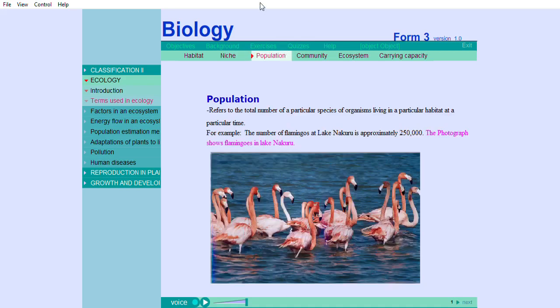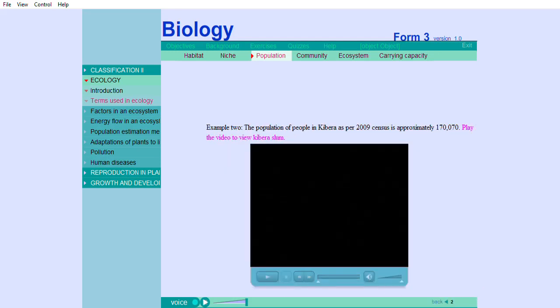Population. Population refers to the total number of a particular species of organisms living in a particular habitat at a particular time. For example, the number of flamingos at Lake Nakuru is approximately 250,000. The photograph shows flamingos in Lake Nakuru. Example 2. The population of people in Kibera as per 2009 census is approximately 170,070. Play the video to view Kibera slum.